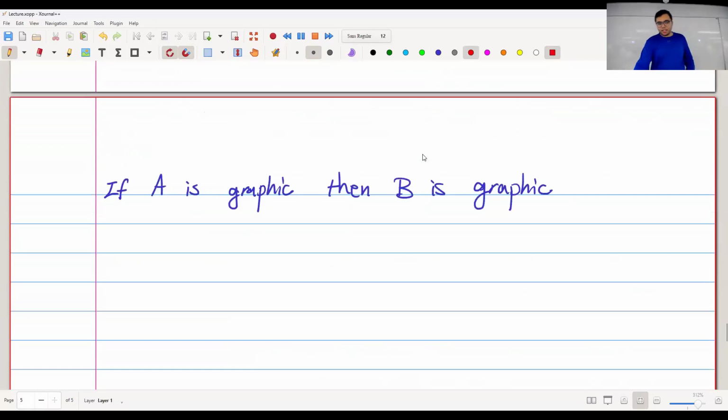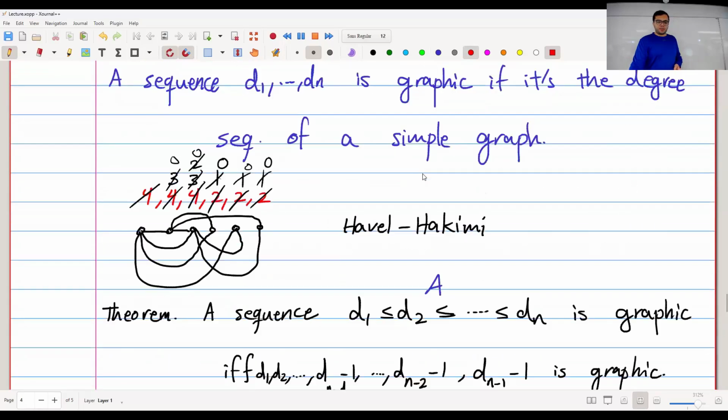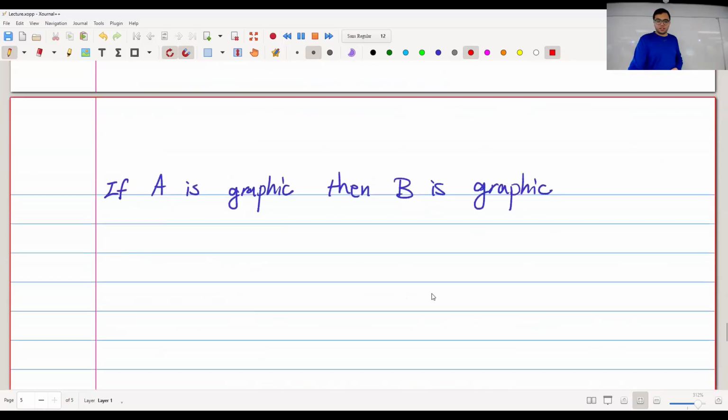But here's the thing. If my sequence A is graphic, it might be that I have a graph with degree sequence A, and it might not look like the graph that was created from this algorithm at all, right? So I want to take that graph. Suppose someone else gave me a graph that has the degree sequence A. I'm going to change it until it looks like the output of this algorithm, until it looks like the graph that this algorithm creates. Okay.